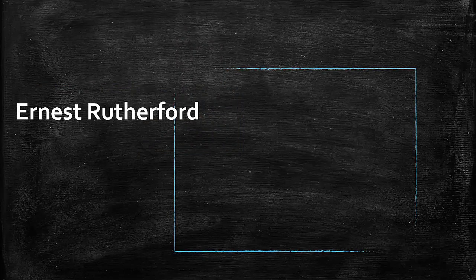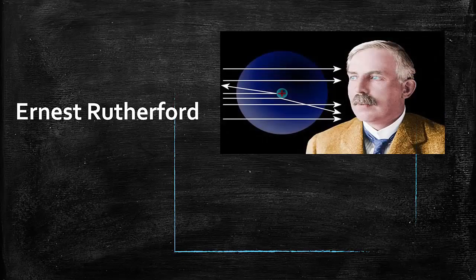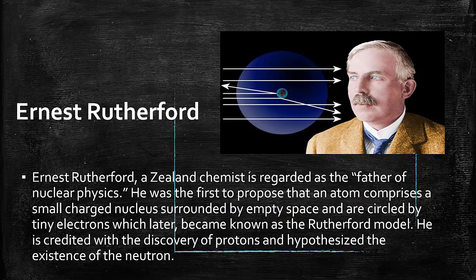So the next scientist who majorly discovered something in the field of physics was Ernest Rutherford. Students, you can see the picture of Rutherford. He was called the father of nuclear physics because he was the first person to propose the atomic model. He said that an atom comprises a small charged nucleus surrounded by empty space and circled by tiny electrons, which later became known as the Rutherford model.